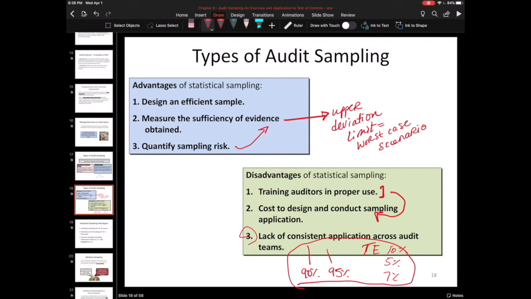Whereas if the firm uses more non-statistical sampling and more judgmental sampling, what you actually see is very consistent tests of 25, tests of 40, and we'll actually talk about that towards the end of the lecture. And that is much, much, much more common in practice than statistical sampling.